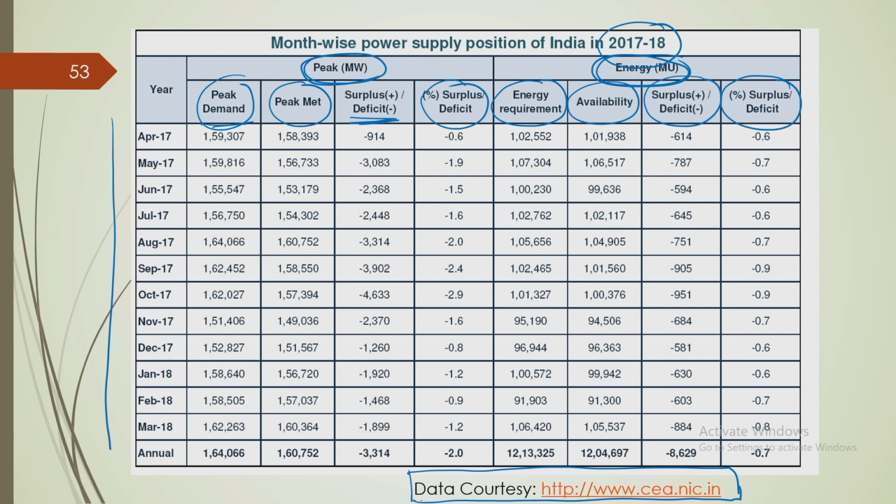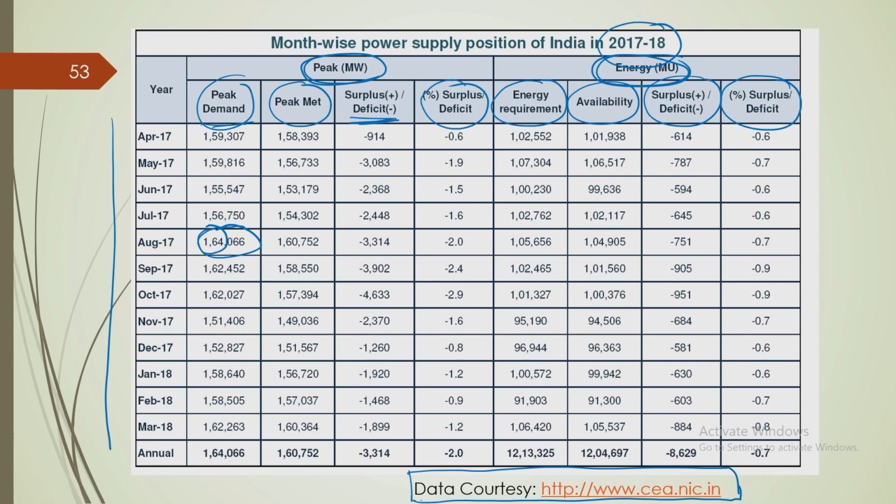It is in the order of 159,000 megawatt, or 159 gigawatt, sometimes 151 gigawatt, sometimes 158 gigawatt, sometimes 164 gigawatt, particularly in the month of August, when we have peak summer in the country. The second column represents the peak demand. If you plot the Indian load curve, this is the maximum demand throughout a particular month.